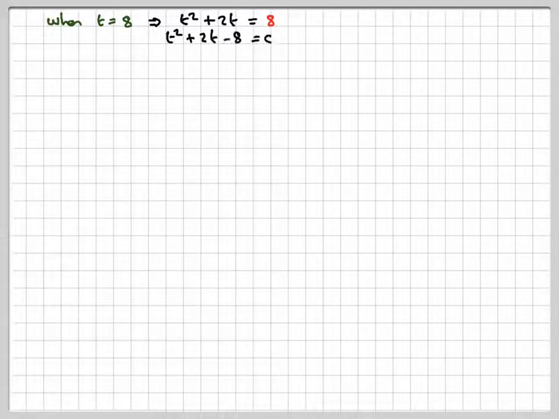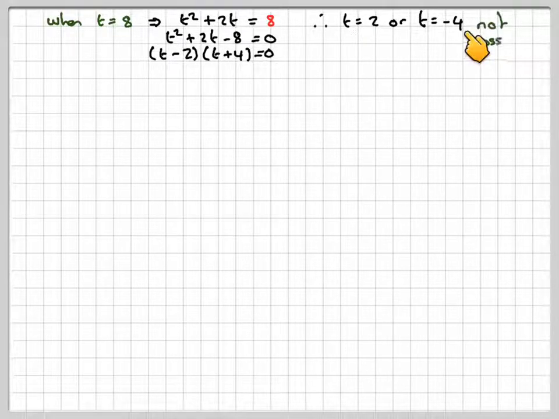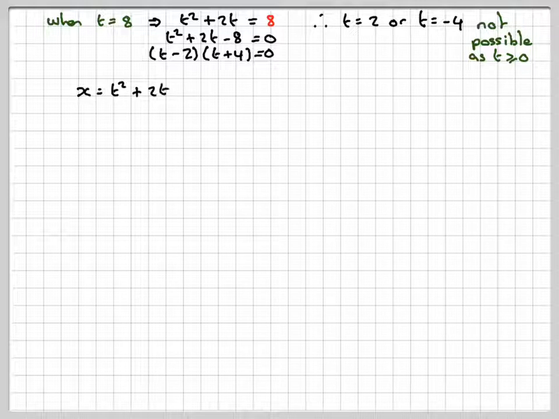Similarly, when x is equal to 8, we get that t squared plus 2t is equal to 8. t squared plus 2t minus 8 is equal to 0. We factorise that, t minus 2, t plus 4, and then we get that t is equal to 2, and t is equal to minus 4, which is not possible as t is greater than or equal to 0.